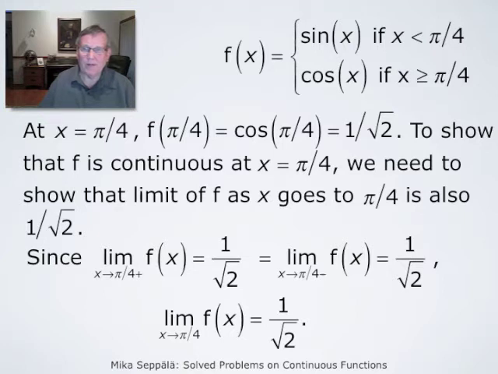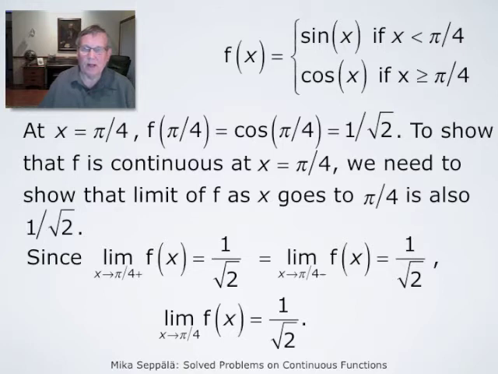f is now piecewise defined. Therefore, it is most convenient to consider one-sided limits. The limit of f of x as x approaches pi over 4 through numbers larger than pi over 4 is the same as the limit of cosine of x as x approaches pi over 4. This is 1 over square root of 2.